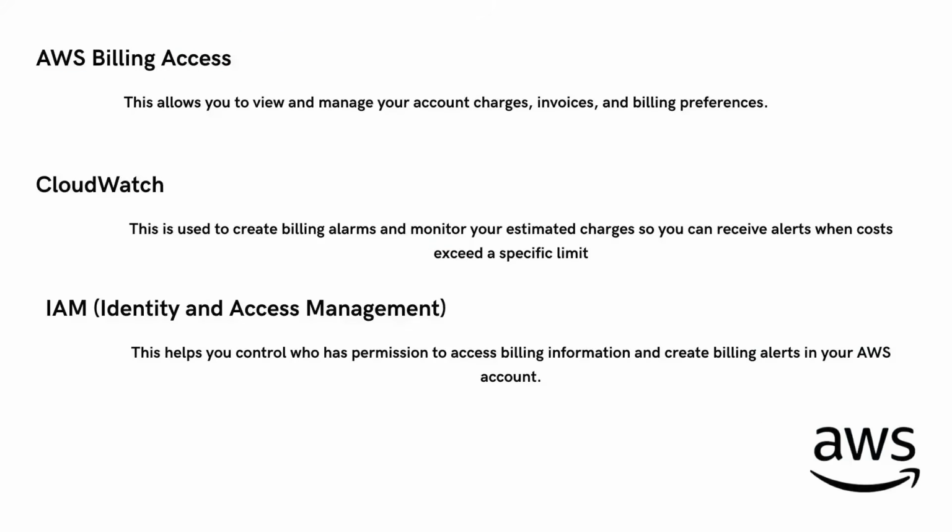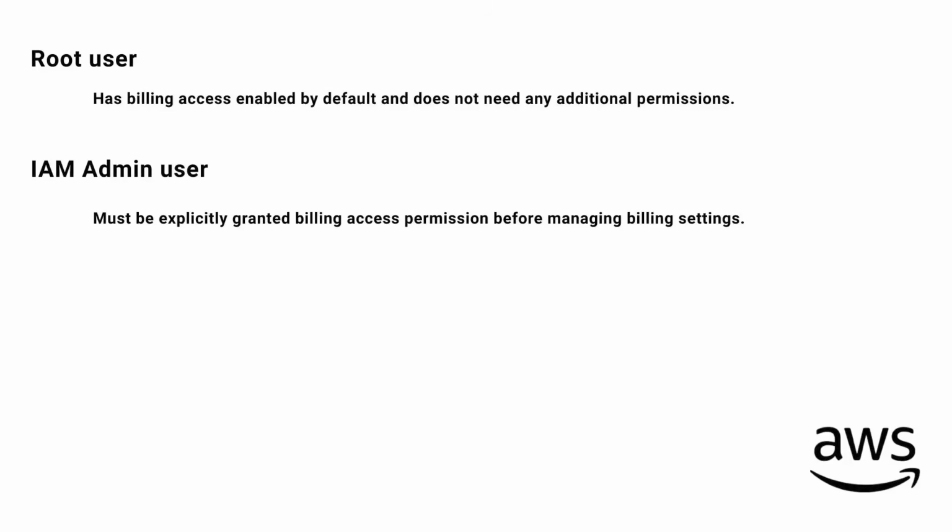In order to enable billing on the AWS account, we require three services. First one is AWS billing access, second one is CloudWatch, and the third one is IAM. Now why do we need IAM? So that we can give proper permission to our user so that the user is able to enable the billing. If you are logged in with the root user, then it's okay, you don't have to do anything, because with the root user you already have access to all those things.